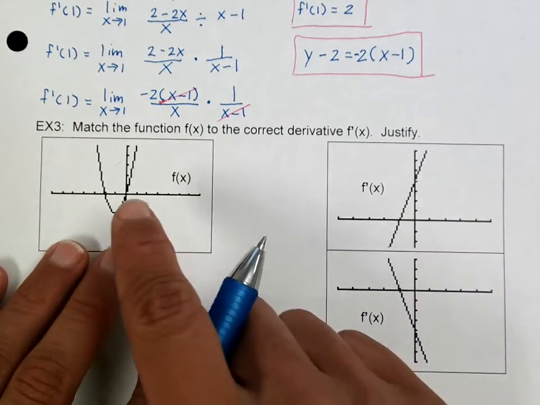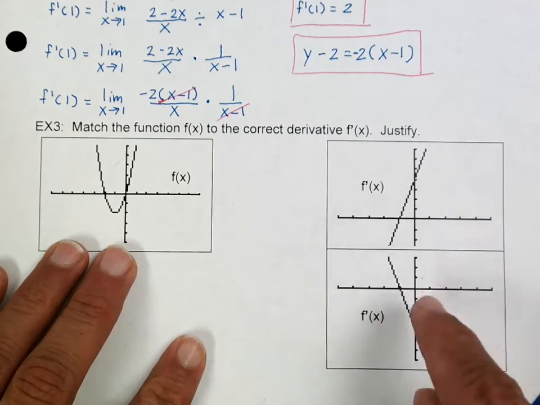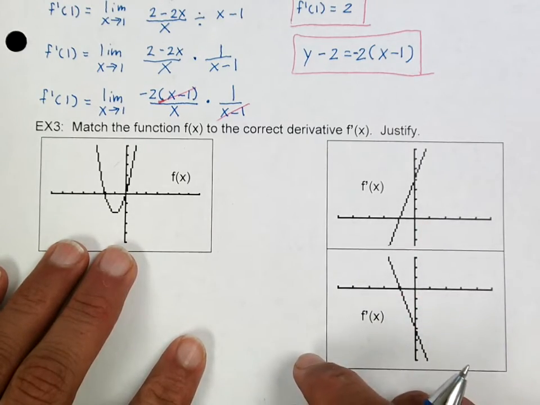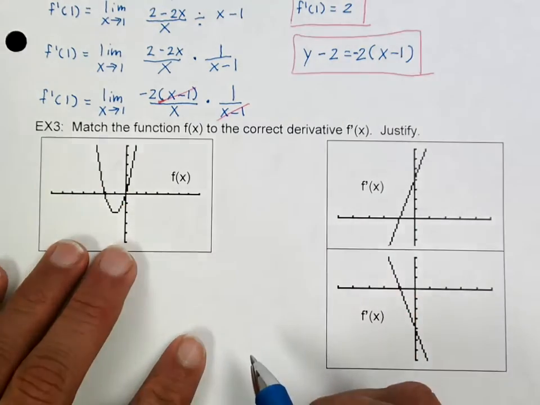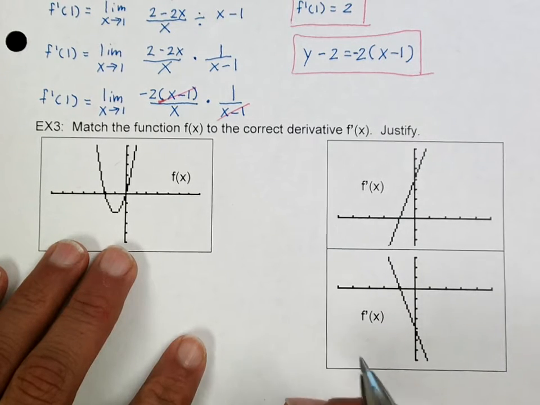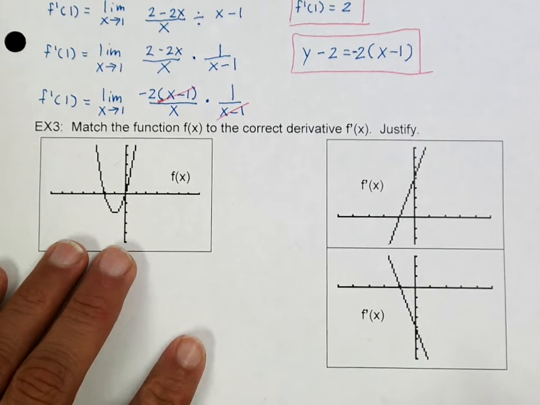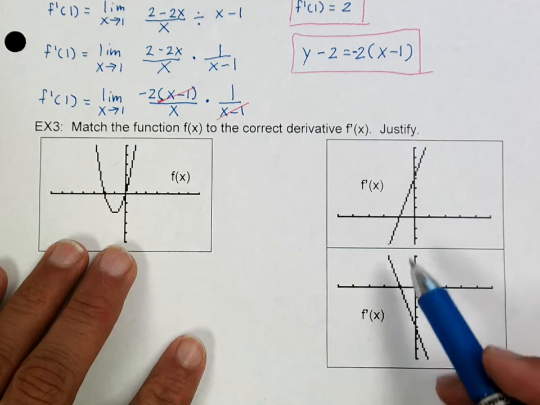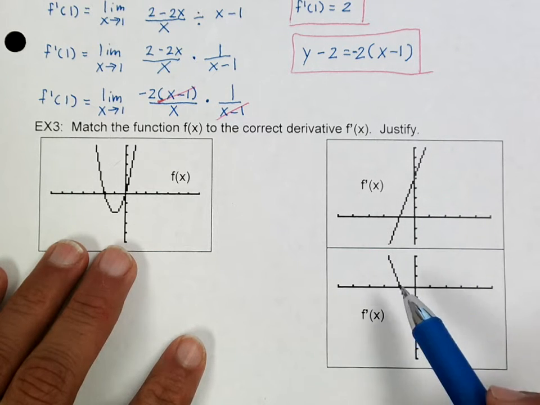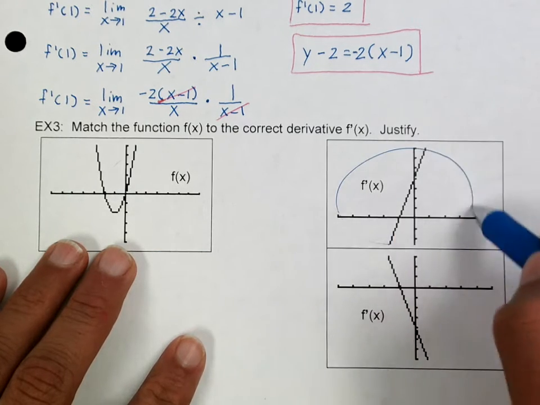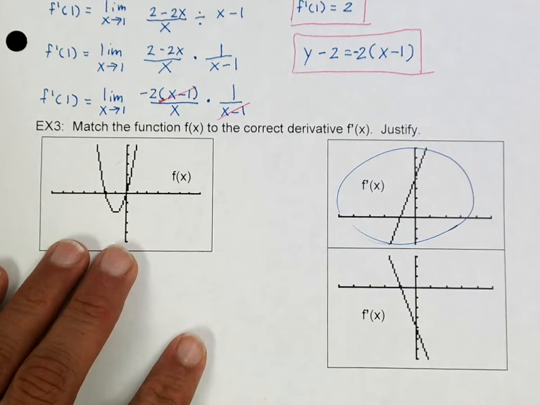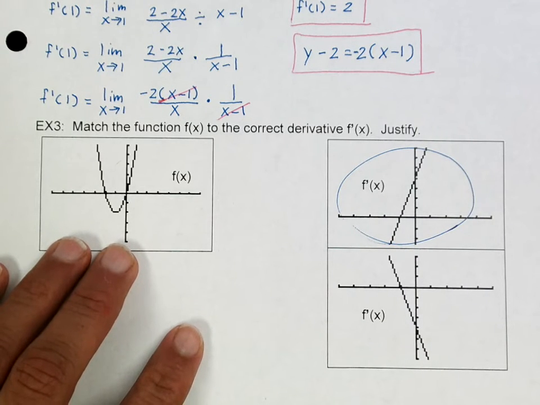All right, so we know that at least we have the right idea here. And also, this is a positive parabola. So the derivative should be positive. All right, so which one of these has a positive slope here? This is a positive slope, this is a negative. So without doing much work, I know that has to be the correct graph for the derivative.